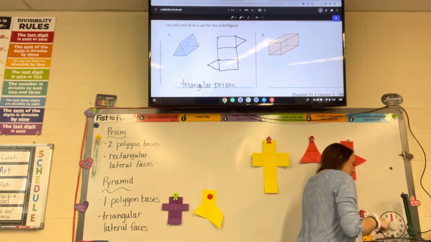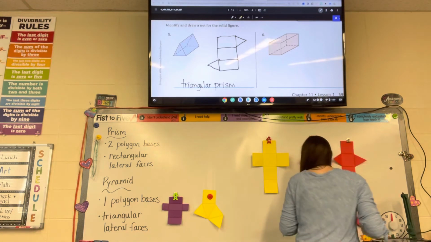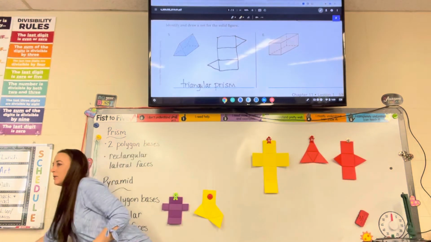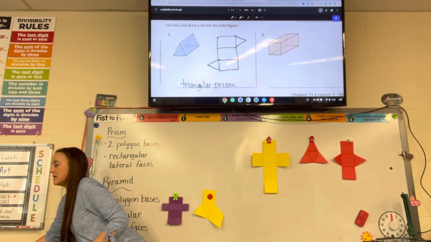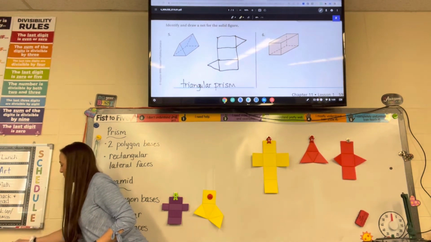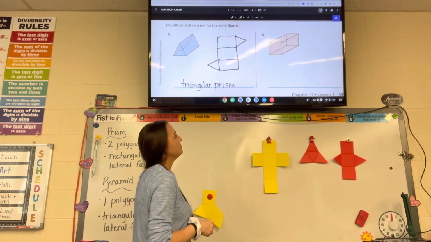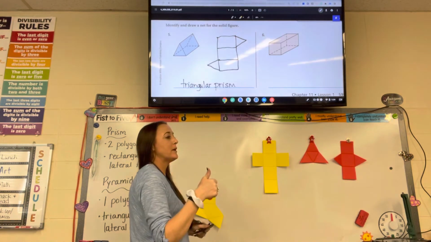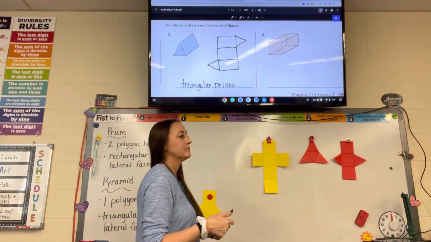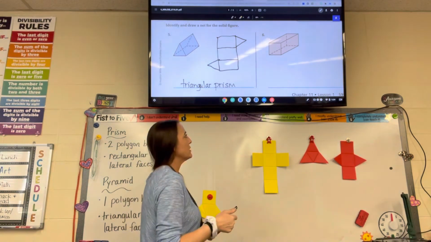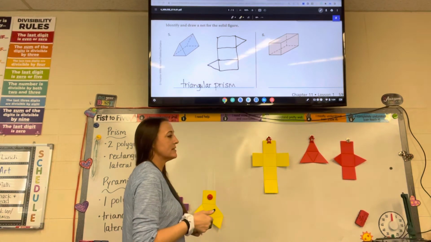Okay, next we have, what is this figure? Let me pull a stick for you to tell me what this figure is. Wyatt Mobley. So first, is it a pyramid or a prism? Prism. That's a prism. And what is its base?